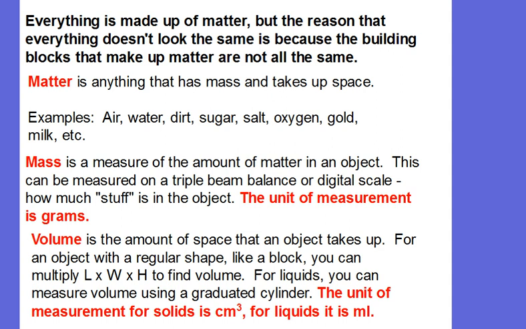And the unit of measurement for solids is centimeters cubed, because if you have an object and you're multiplying 2 centimeters times 3 centimeters times 2 centimeters, then 2 times 3 is 6, times 2 is 12. That's 12. You multiply the numbers together, and then centimeters times centimeters times centimeters is centimeters cubed. For liquids, the unit of measurement that we usually use is milliliters, because we're using smaller volumes.